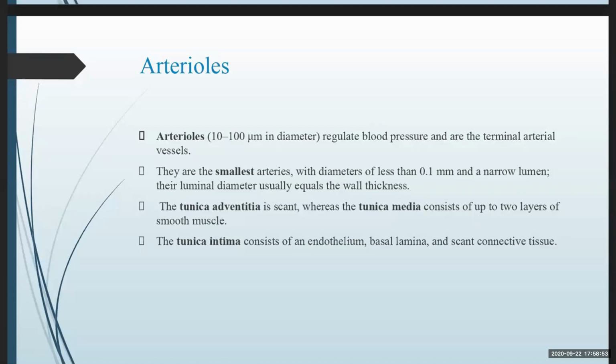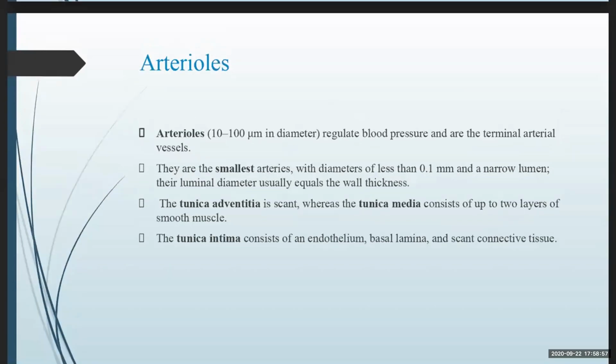Because last time I asked a question on the exam: how many layers does an arteriole contain? And a lot of the students couldn't answer.